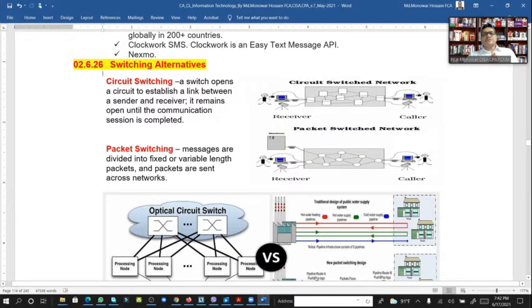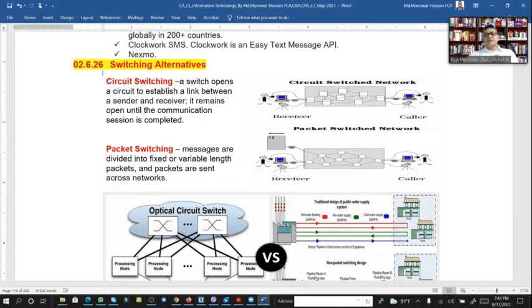So here a circuit switch opens a circuit to establish a link between a sender and receiver. If we see the picture here, there is the receiver and on the other side the caller or sender. This is how a circuit switch network works. It remains open until the communication session is completed. Here is circuit switch.